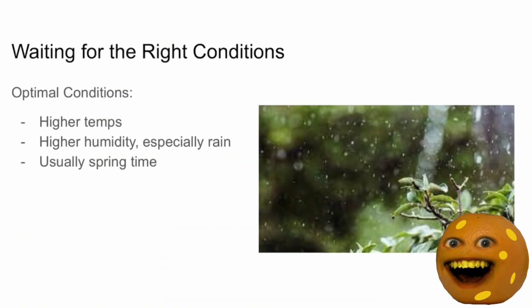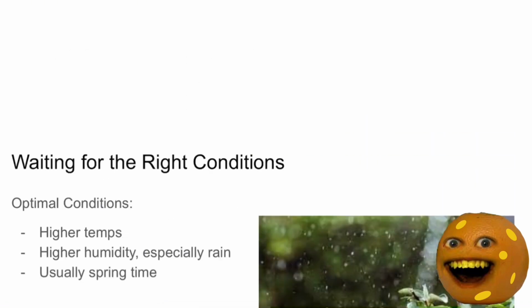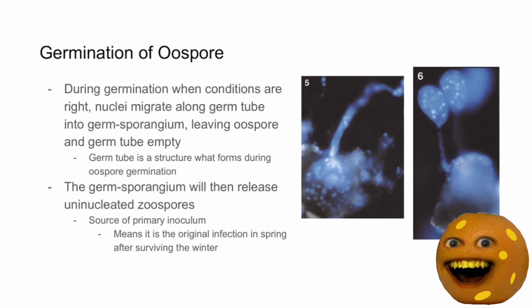Now that the oospores are fertilized, it becomes a waiting game. The oospore will stay dormant throughout the winter, and in the spring, when conditions are most optimal, the Plasmopara viticola will be able to use the water droplets in the humid weather and rain to transfer onto the leaves of nearby plants. So, now what is the optimal time for the oospore to germinate?